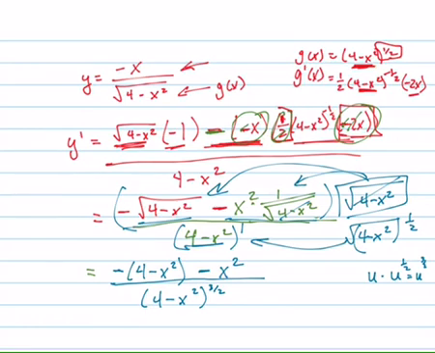You're still not done, because now you can distribute that negative in, distribute this negative in right here, and then add these together, and what happens to your x squareds? They cancel out. So you really just have a negative 4 all over 4 minus x squared to the 3/2 power. And you can write that a couple different ways, but that's your simplest form, and that's the answer. Okay.